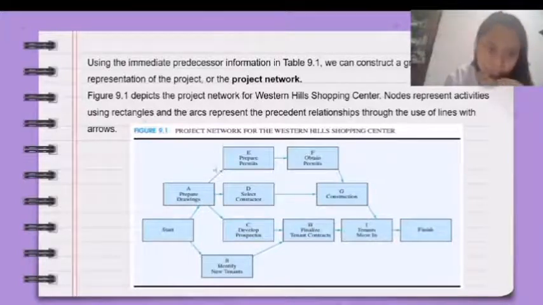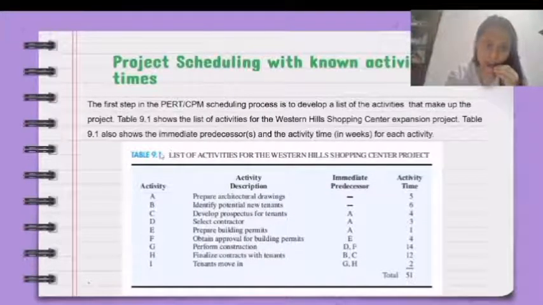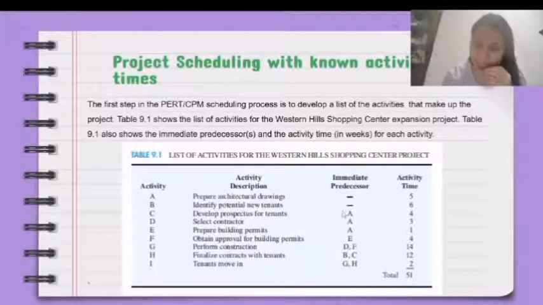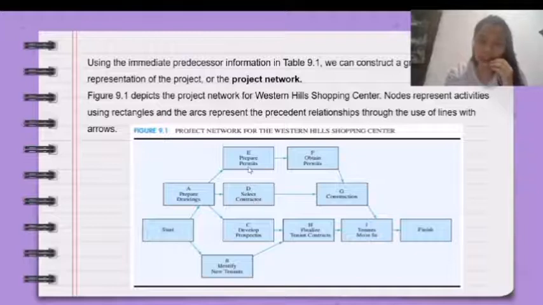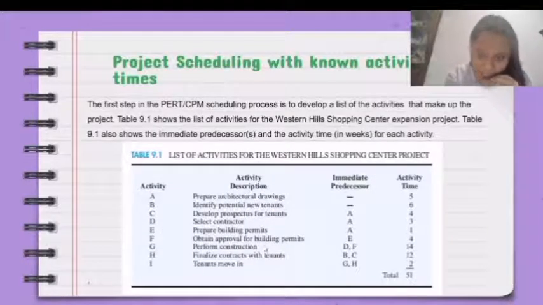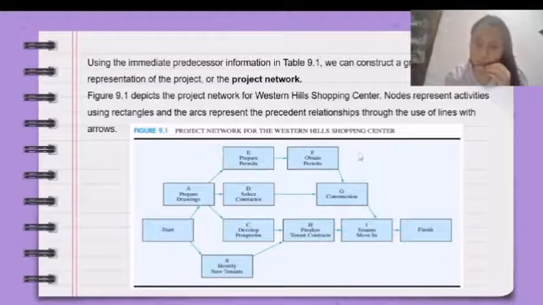To further explain Figure 9.1, let's take a look at Table 9.1. Activity C, D, and E's immediate predecessor is activity A, right? Which explains activity A's arrows pointing towards C, D, and E, as activities C, D, and E cannot be started until activity A has been completed. Same goes for activity F. Activity F's immediate predecessor is activity E, which means activity F cannot be started until activity E has been completed, and so on. This applies to all the activities with immediate predecessors.